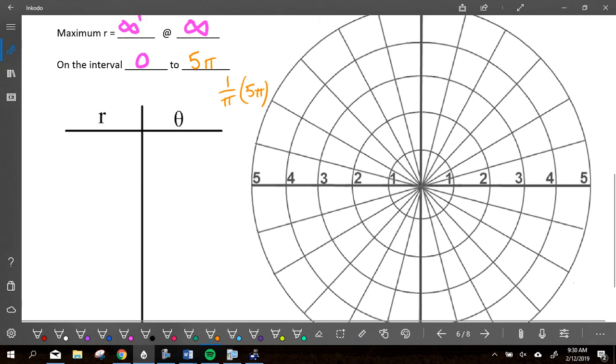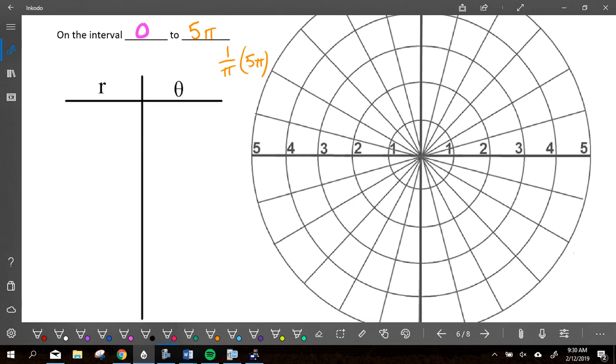So let's graph this thing. And we're doing a fairly straightforward one. Let's just start at 0 and work my way around. So at 0 degrees, at 0 radians, we are doing radians here. 1 over pi times 0. What would my radius be? 0. So I would start with a dot right here in the center.